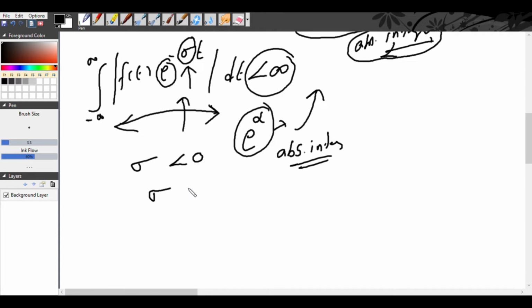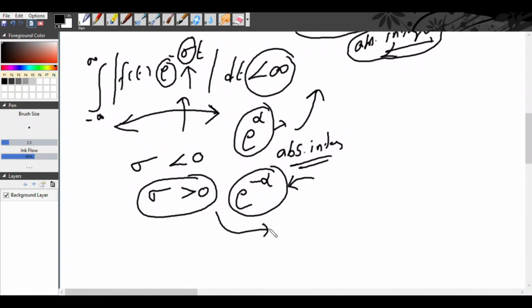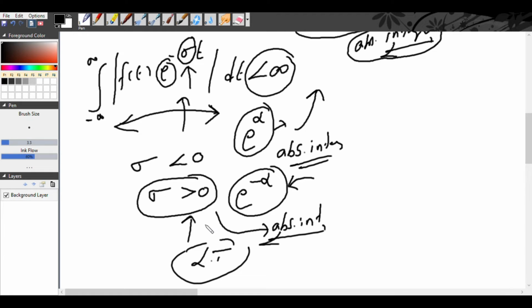So if sigma is greater than 0 for this particular case, then that exponential term will again be in a negative form. Only for this particular condition does the integration exist because it is absolutely integrable, and hence I can conclude that the Laplace transform exists for this condition. So it depends upon the problem which we are doing. Based on the particular problem, these conditions may change. So the Laplace transform typically depends upon this factor, sigma.